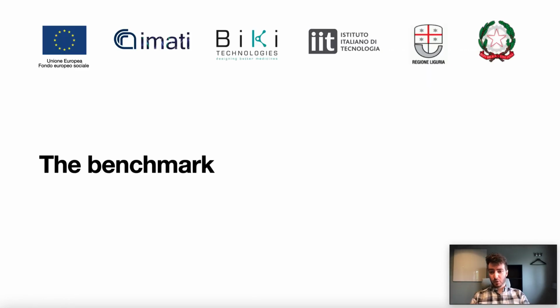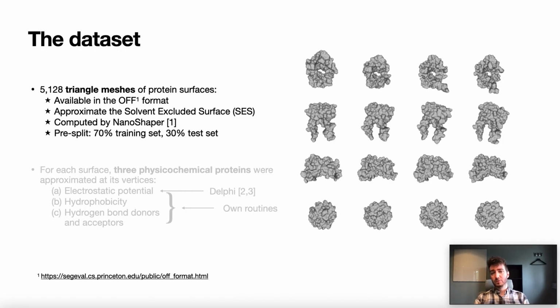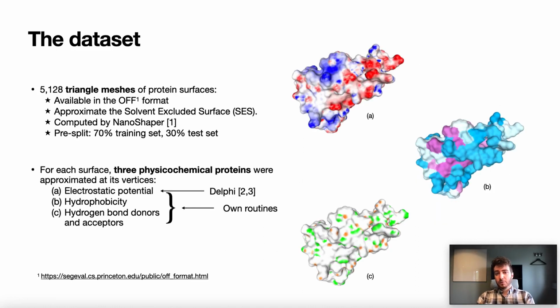I will now quickly go through the benchmark, starting from the dataset. For this track, we have created a dataset of about 5,000 surfaces. Each surface is saved as a triangle mesh, so basically an off file, which approximates the solvent-excluded surface. Each protein surface is computed by the freely available software NanoShaper, provided by the Italian Institute of Technology. The dataset is already split into a training set and a test set to help learning-based methods in the training process. For each surface, 3 scalar functions were made available.